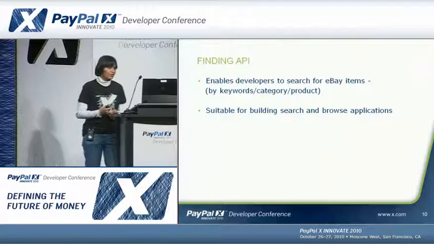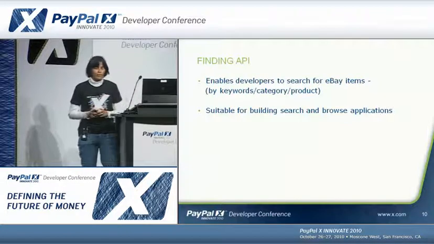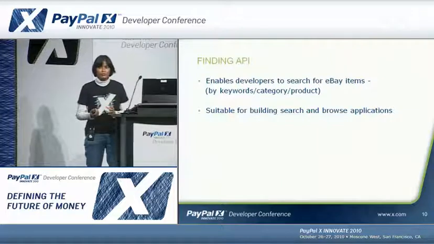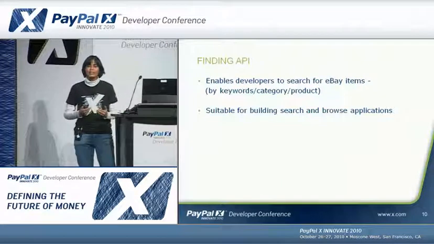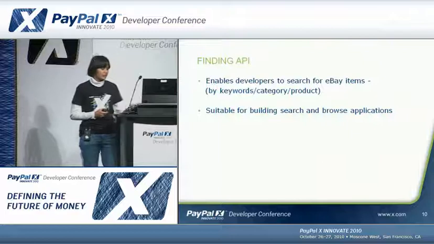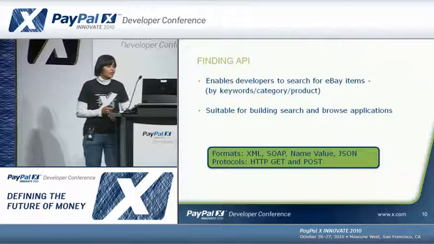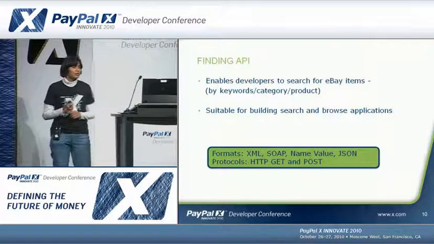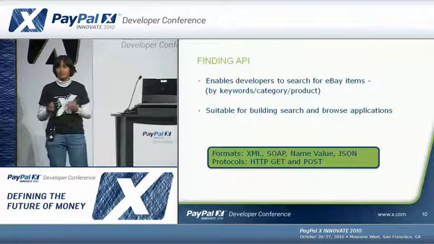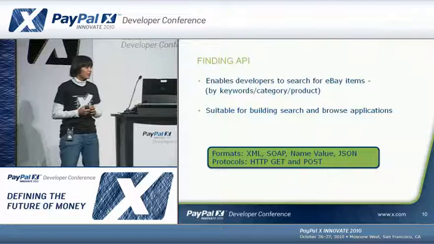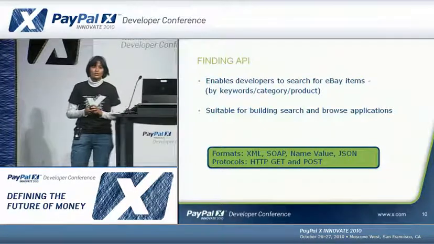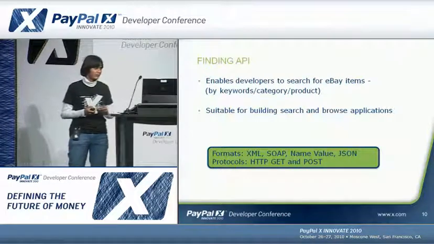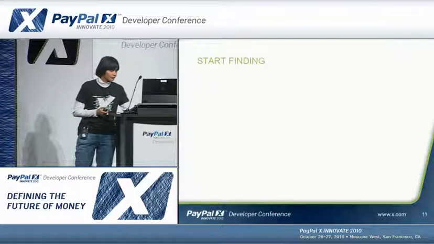So you can use the finding APIs to build applications essentially for browsers or for mobile or for any technology that can make an HTTP request. The formats that you can use are XML, SOAP, name value pairs, or JSON. So it's a very flexible system. And the protocols that you can use are HTTP GET or POST.